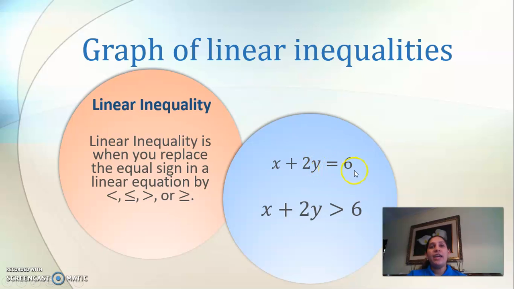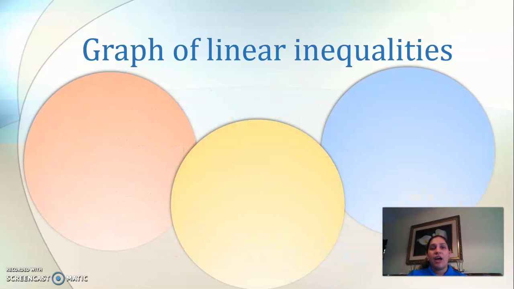x plus 2y equals 6. This is a linear equation. But if we replace this equal sign, we're going to have now this one. And this is an inequality symbol. So when we replace it, we're going to have x plus 2y is greater than 6. And now we have one linear inequality. But how do we graph? Okay, for graphing linear inequalities, we have 3 different steps.